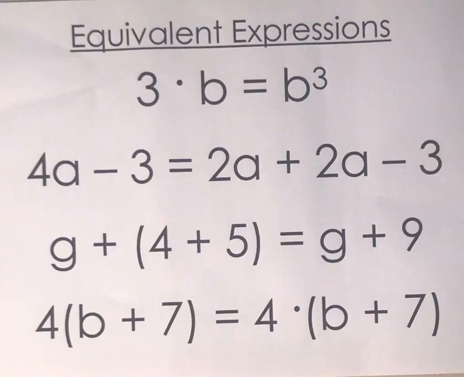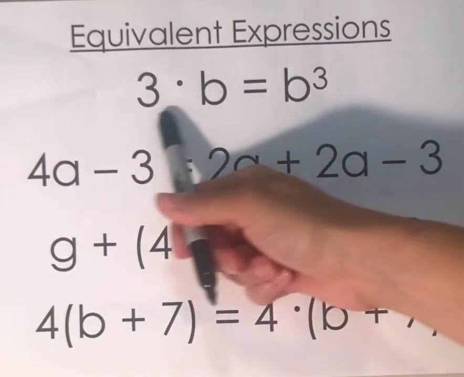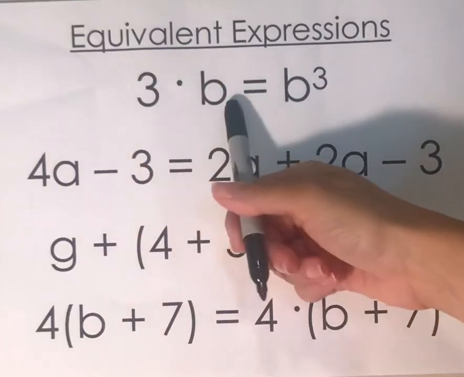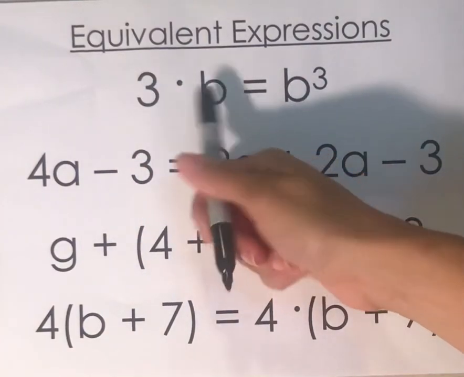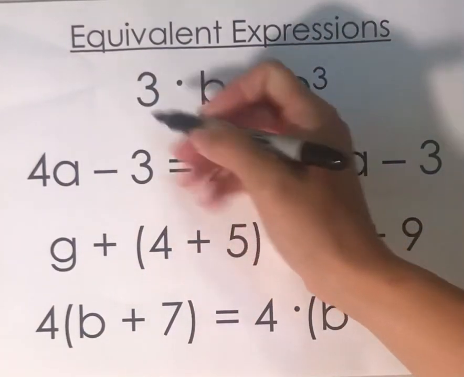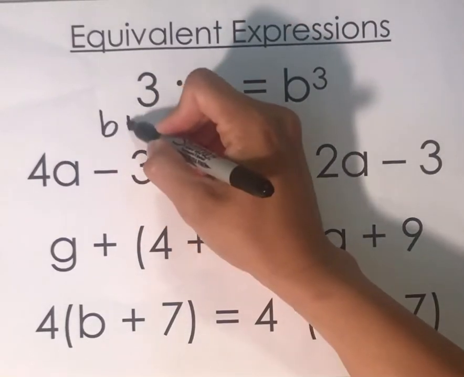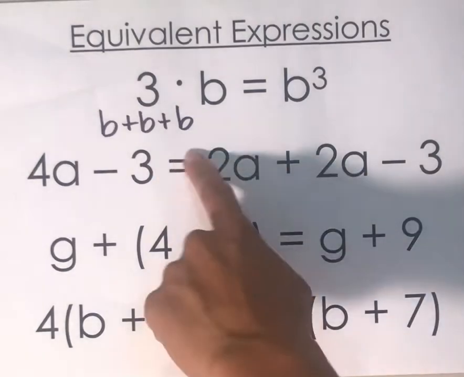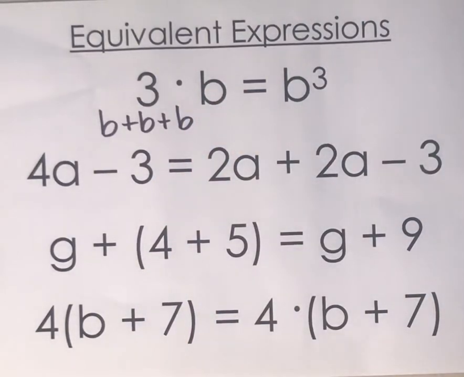So the first one is 3 times b. Is that equal to b to the power of 3 is what we have to ask. So in this particular problem, remember, when we do 3 times b, that's repeated addition. So it means that I have 3 b's. So it would be b plus b plus b. That would be equal to 3b.